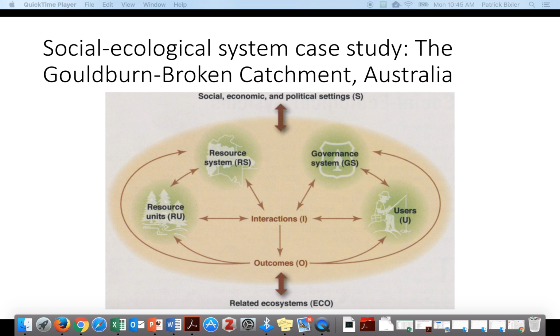So just to talk about the case study from the reading today, the Goulburn Broken Catchment in Australia. Watersheds are referred to as catchments in Australia, just FYI. So just thinking about, again, the social ecological system. Subsystems are contained of resource units, resource system, governance system, and users. All that creates interactions that leads to outcomes. We'll just kind of walk through this example a little bit.